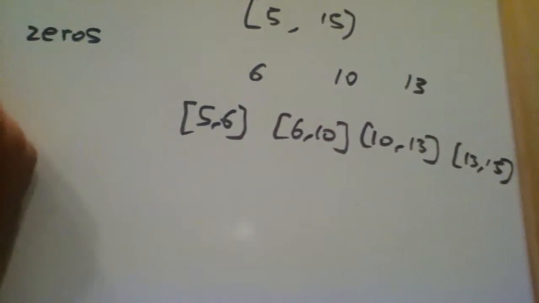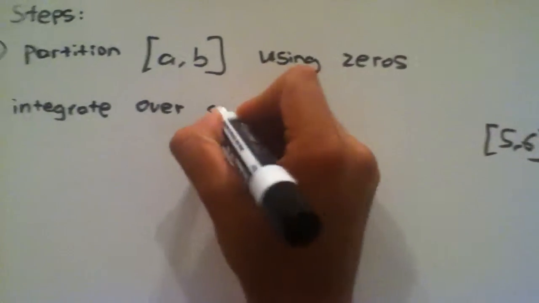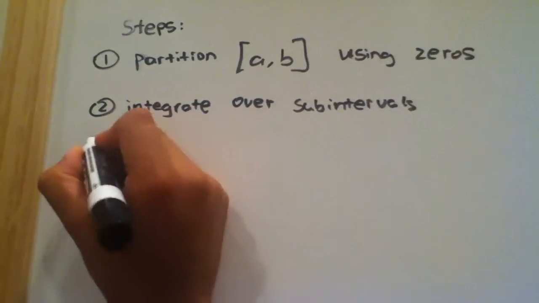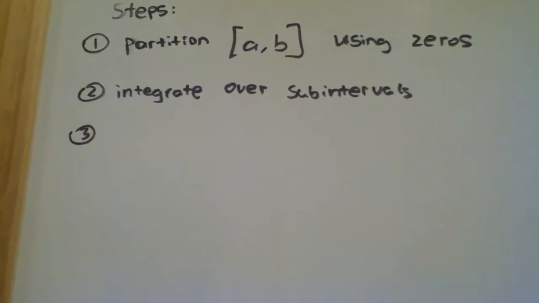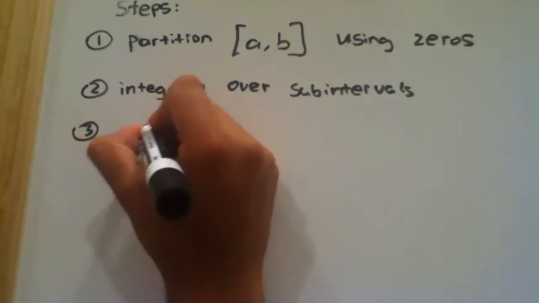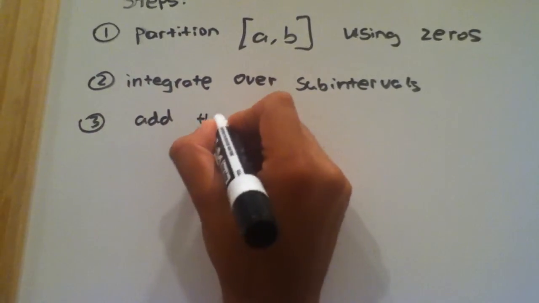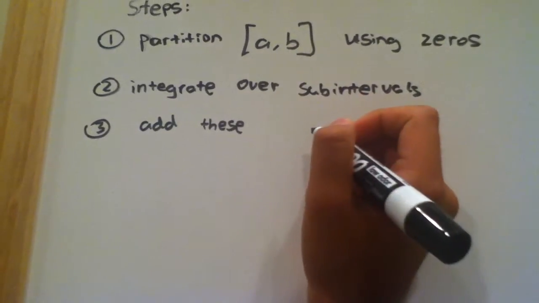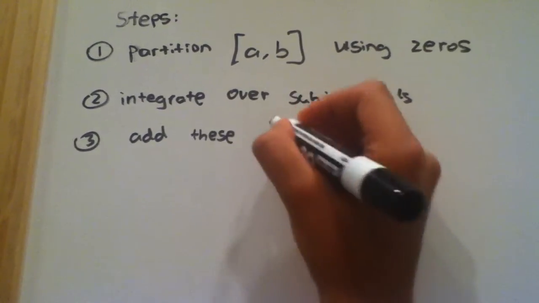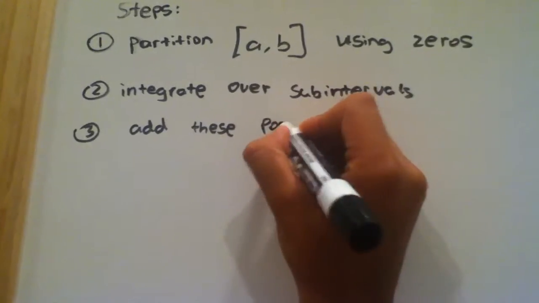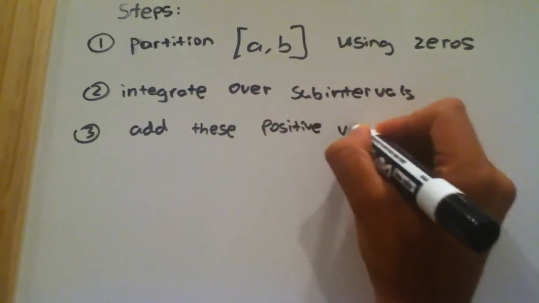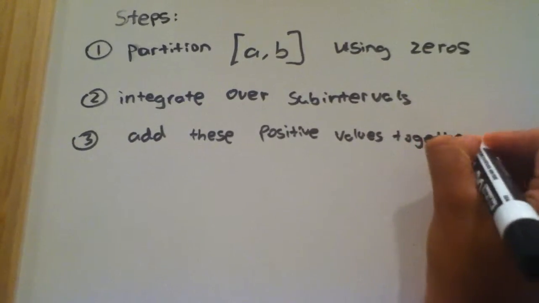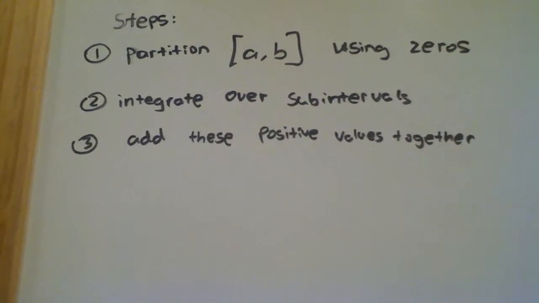So that's what that means. And then the third step is to add all these together. So you're going to get some negative values, but you're going to make them positive because the areas are always positive. You can't have negative areas. So add these positive values together. So those are the 3 basic steps.